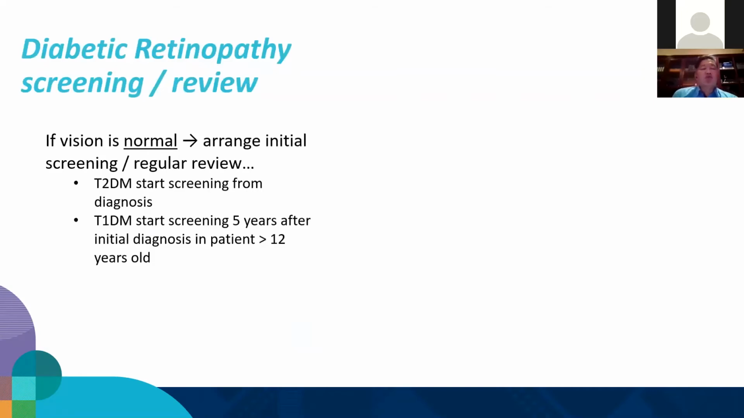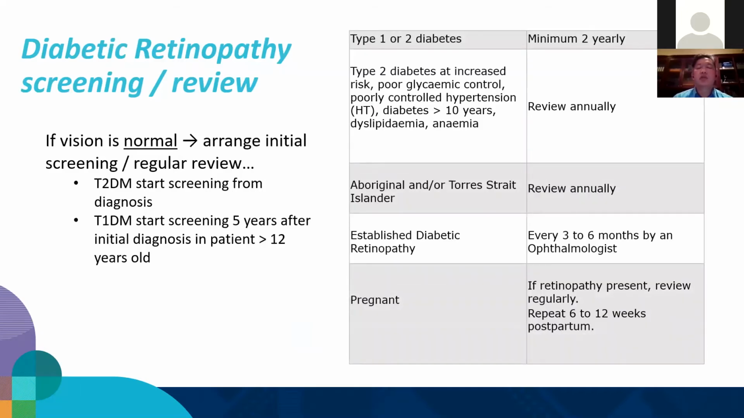Okay, so the vision is normal. You want to arrange an initial screening and then regular reviews. If they've been diagnosed with type 2 diabetes, they need to be screened fairly soon, because I think it's up to about 17% of patients who are newly diagnosed with diabetes have some form of diabetic retinopathy already. Type 1 diabetes actually can start about 5 years after initial diagnosis if the patient is more than 12 years old, because before that they have yet to have developed the diabetic retinopathy as such.